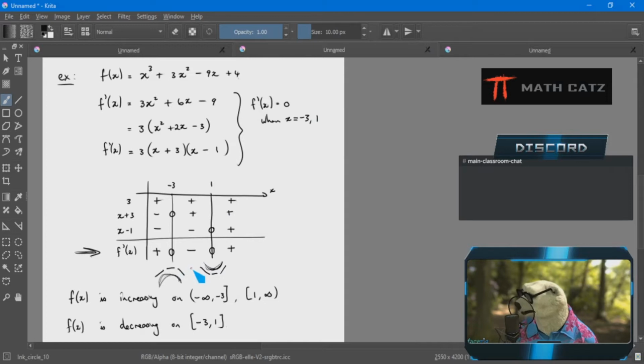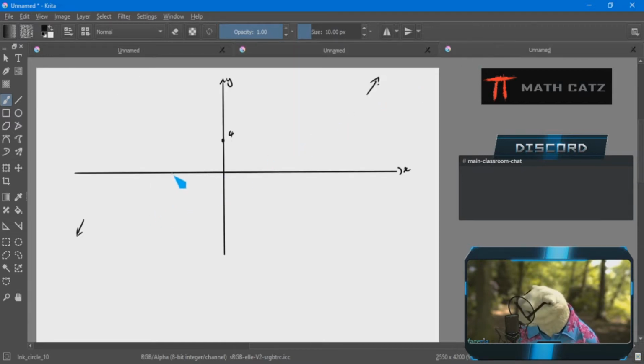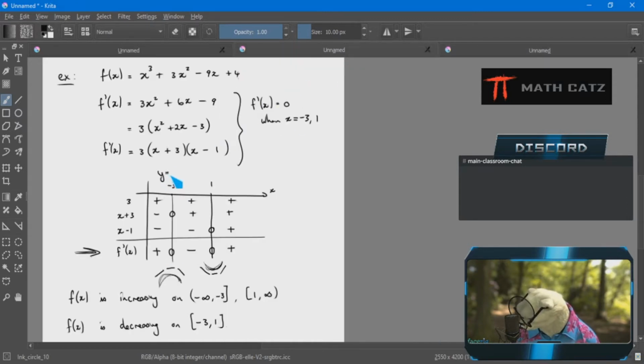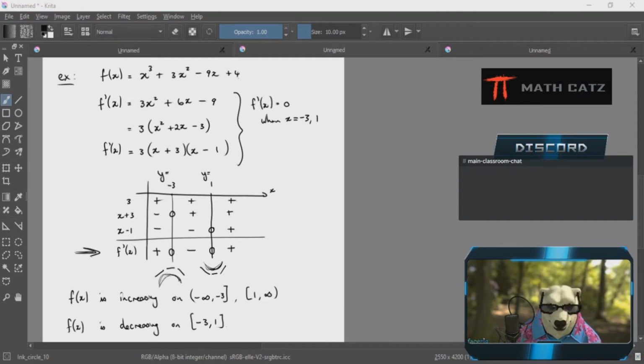Now I have some more information. That something interesting is happening at -3. And on the way to -3, which let's put -3 over here, I'm increasing. But there's a point sitting at -3. Where is it? Is it high? Is it low? I don't know. I need to find the y values. I need to find the y values corresponding to these x values. So it's a little tedious, to be fair, but we can quickly do it. It needs to be done, so let's do it.